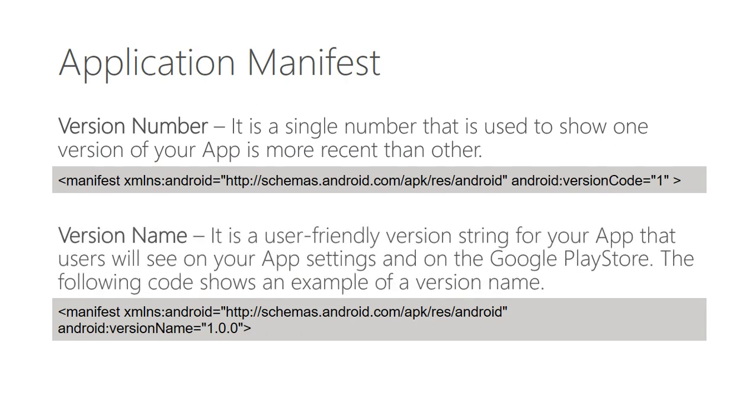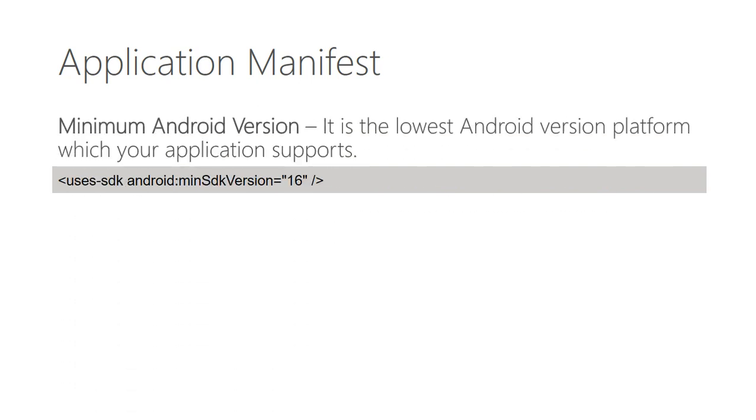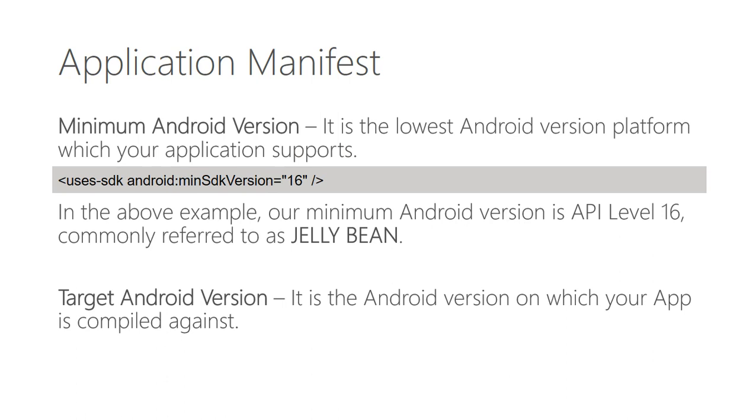Version name. It is a user-friendly version string for your app that users will see in your app settings and on the Google Play Store. The following code shows an example of a version name. Minimum Android version. It is the lowest Android platform version which your application supports. In the above example, our minimum Android version is API level 16, commonly referred to as Jelly Bean. Target Android version. It is the Android version on which your app is compiled against.